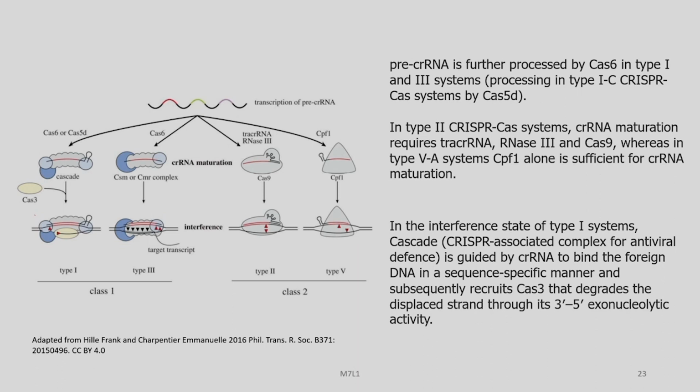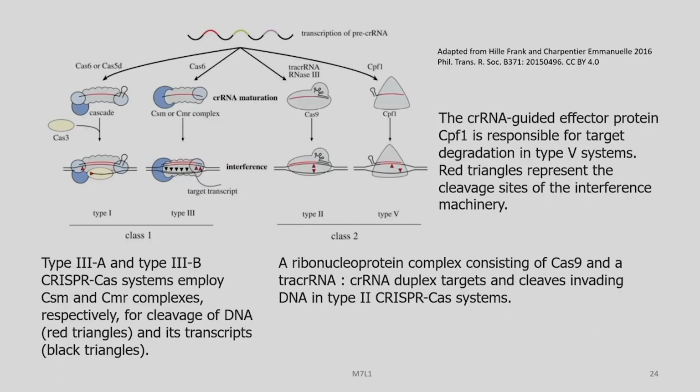In the interference stage of type 1 systems, Cascade, which is basically the CRISPR-associated complex for antiviral defense, is guided by CRISPR RNA to bind the foreign DNA in a sequence-specific manner and subsequently recruits Cas3, which degrades the displaced strand through its 3' to 5' exonucleolytic activity.